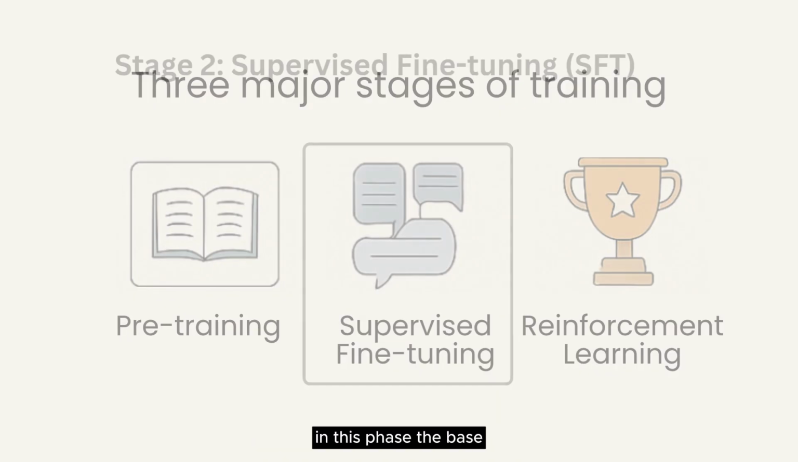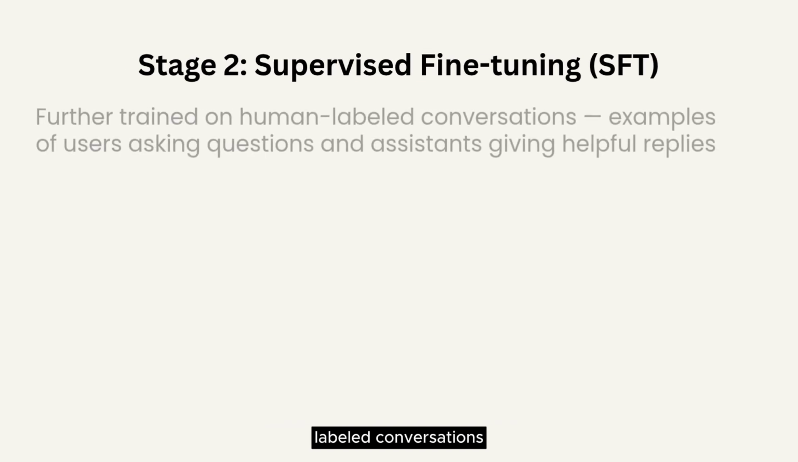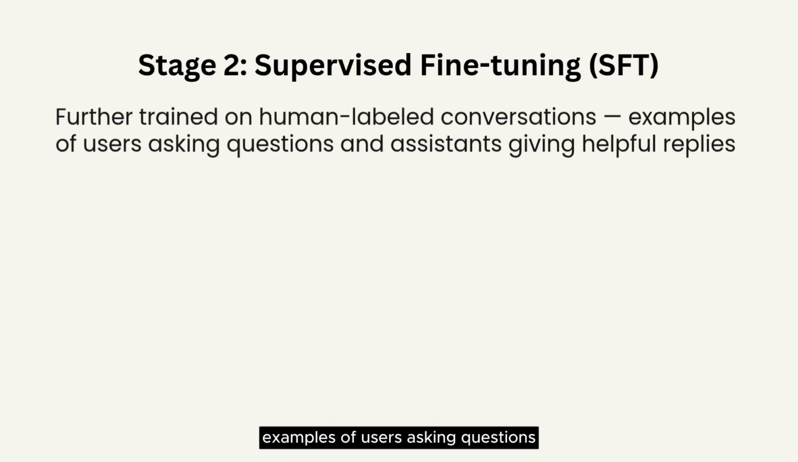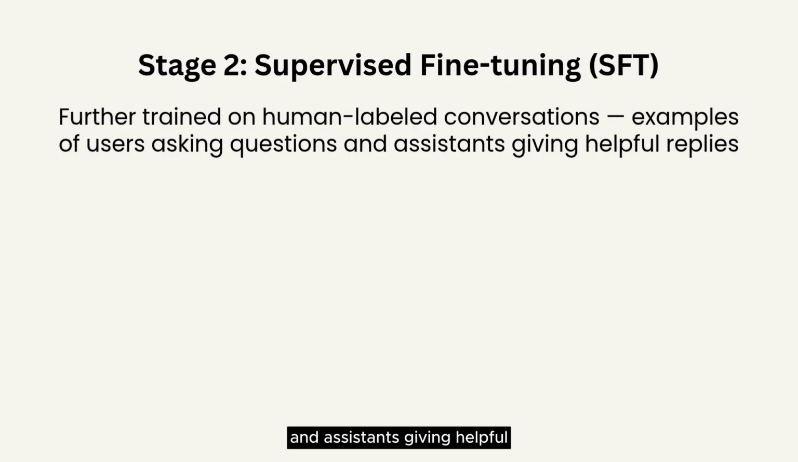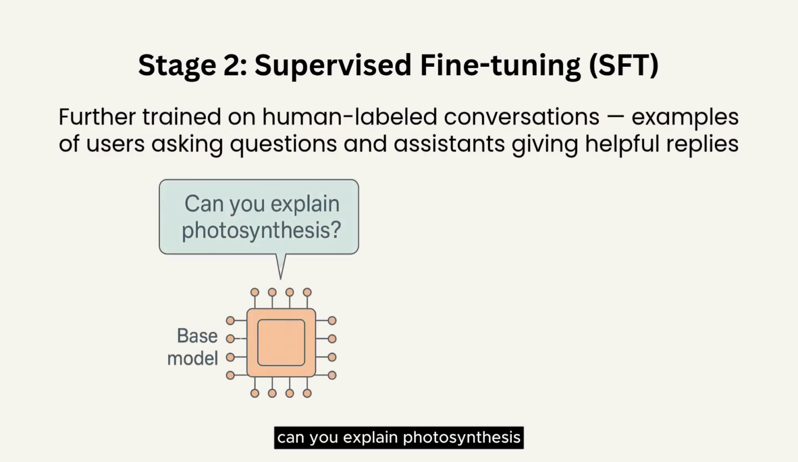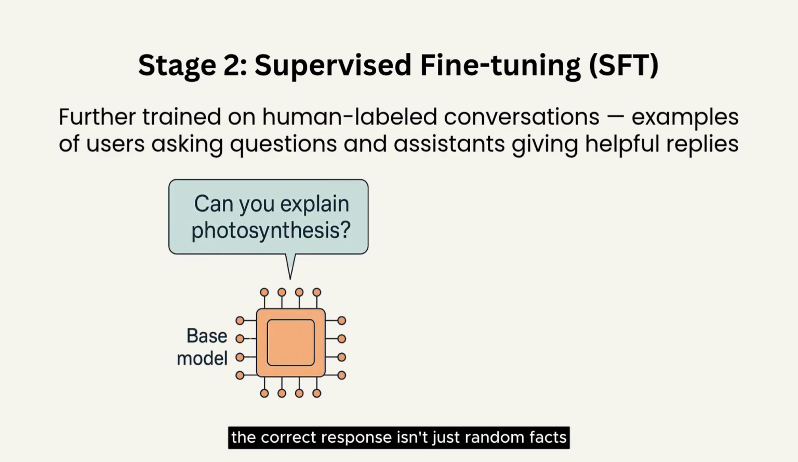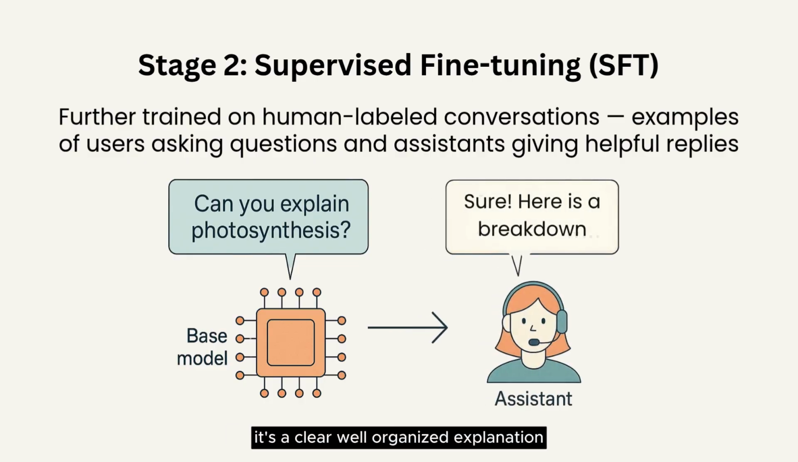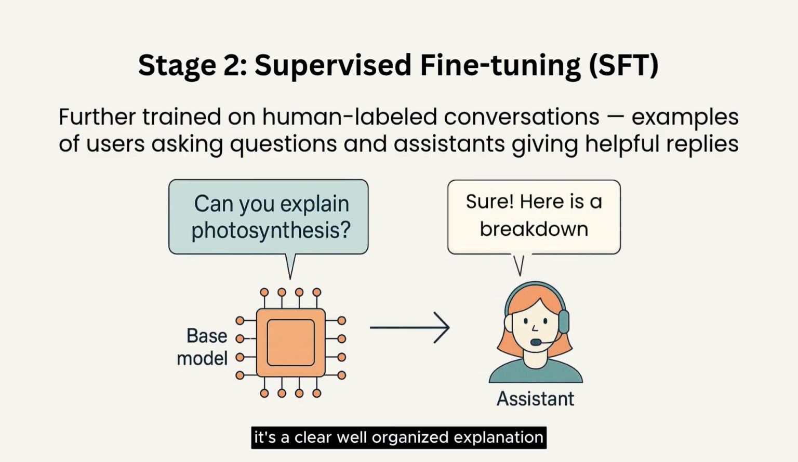In this phase, the base model is further trained on human-labeled conversations. Examples of users asking questions and assistants giving helpful, structured replies. These examples teach the model not just language, but how to follow instructions, how to be useful, and how to hold a conversation. For example, it learns that when someone asks, "Can you explain photosynthesis?" the correct response isn't just random facts. It's a clear, well-organized explanation.